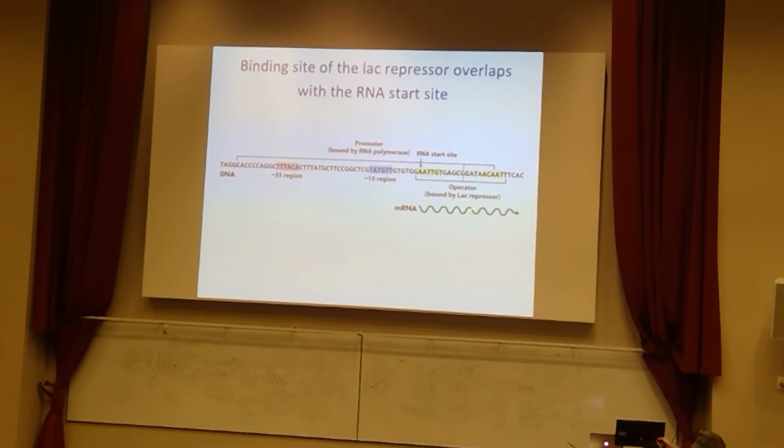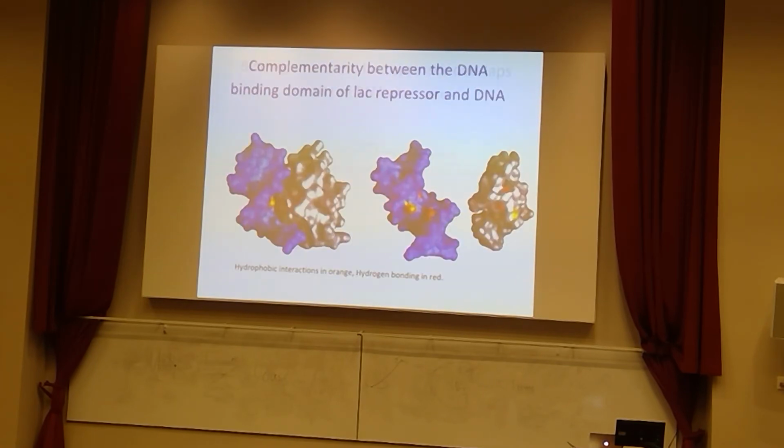Here's where the lac repressor binds. Here's the RNA start site. And here's the promoter region, right? So this is where that sigma factor might bind. And you can see that when that lac repressor is sitting in that operator, that RNA polymerase is blocked, it's occluded, and we're not going to be able to generate an mRNA message when that lac repressor is present.